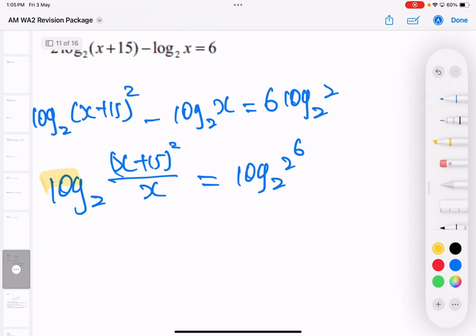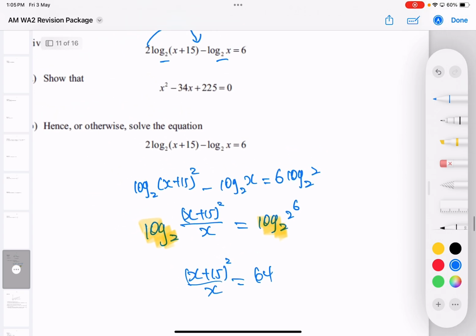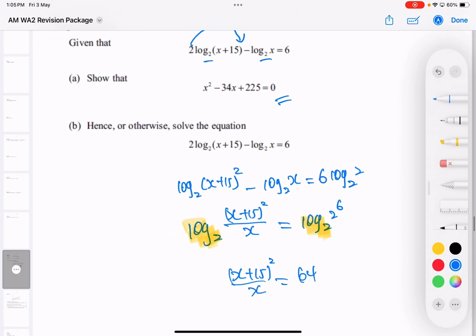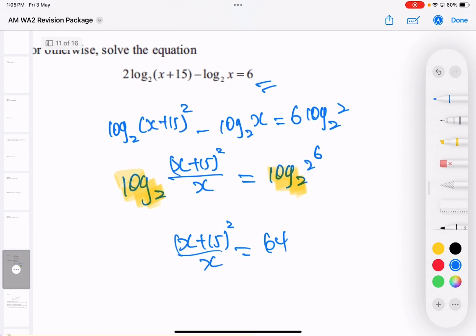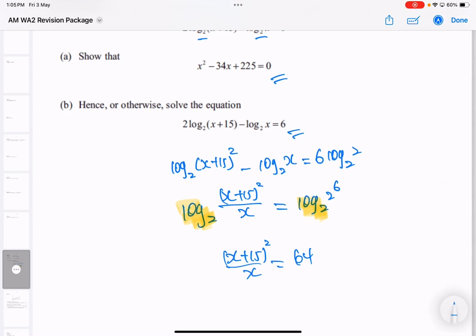Now that you have written this as log base 2, you can directly compare the result. (x plus 15) squared over x equals 2 to the power of 6, which gives you 64. Cross multiply and you will be able to show this. To solve it, just solve it quadratically. I'm not going to go through the rest. I think this is the part that a lot of you will be stuck on. The rest, I'm pretty sure you can use your calculator. You know how to use your calculator.